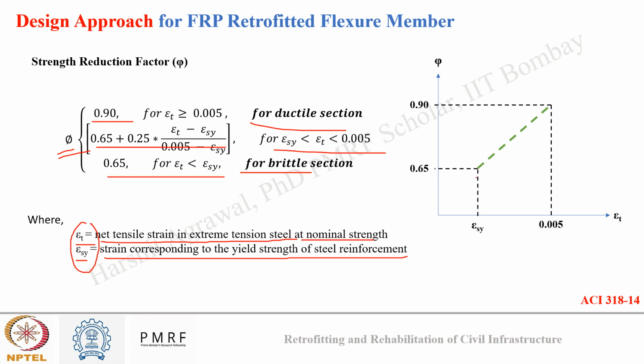Okay, and this generally varies in a linear range from 0.65 to 0.9 based on the value of epsilon T, that is the net tensile strain in extreme tension steel at nominal strength. Okay, so we'll see later on how we determine these values epsilon T and epsilon SY and how we use this graph.